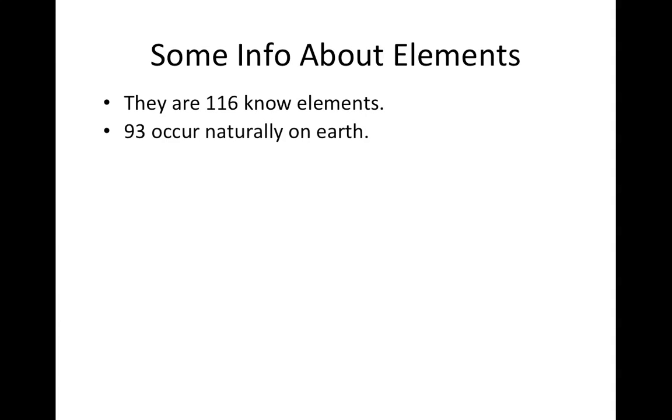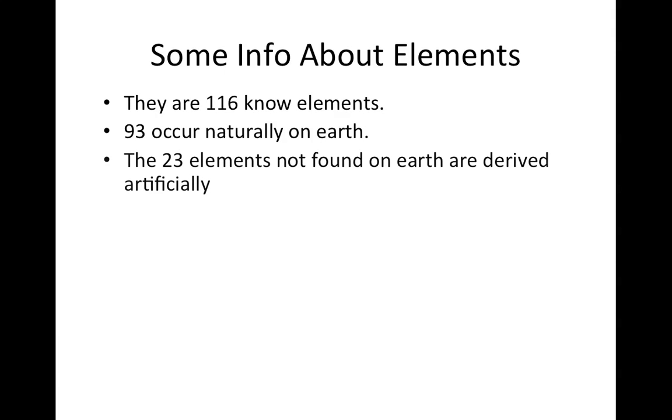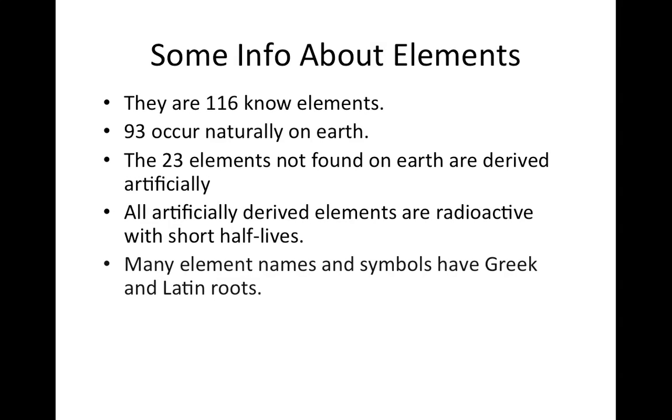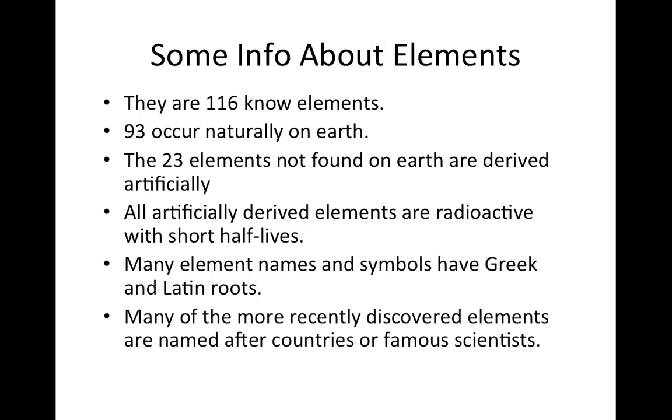Some info about elements. We know that there are 160 known elements today. 93 occur naturally on Earth. There are 23 that are not found on Earth, which are derived artificially. Those elements derived artificially are radioactive with very short half-lives. Many elements come from Greek or Latin roots, and many that have been discovered are named after countries and sometimes famous scientists.